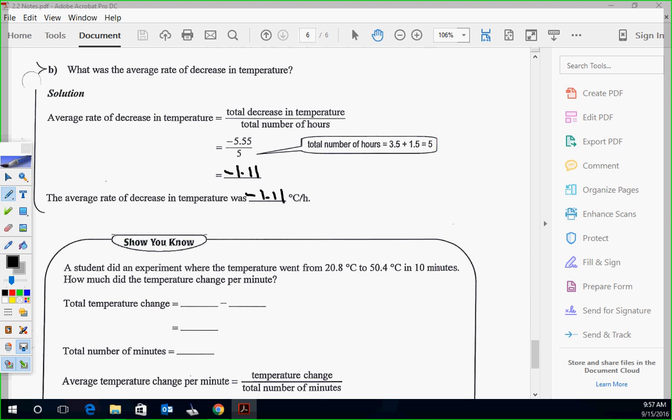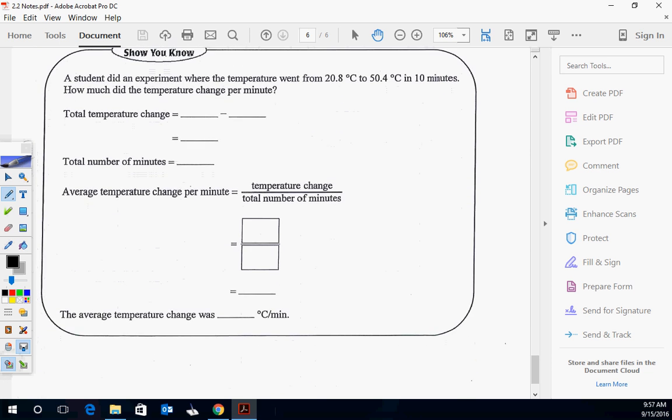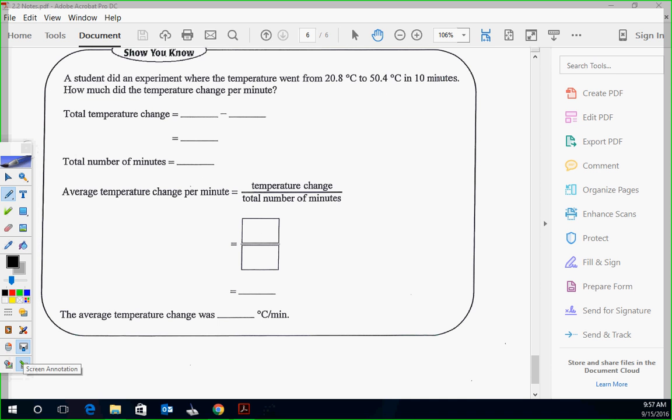Okay. All right. So the last one. A student did an experiment where the temperature went from 20.8 degrees Celsius to 50.4 in 10 minutes. How much did the temperature change per minute? So we have to figure out the total temperature change and then divide it by what? 10, right? Because we're finding out how much per minute. So we go 50.4 minus 20.8.